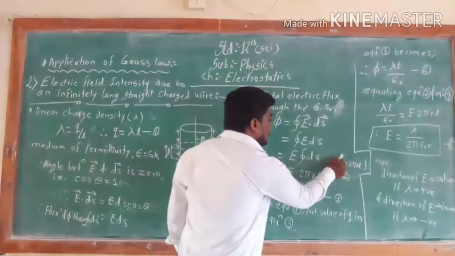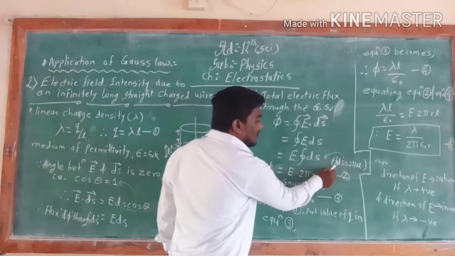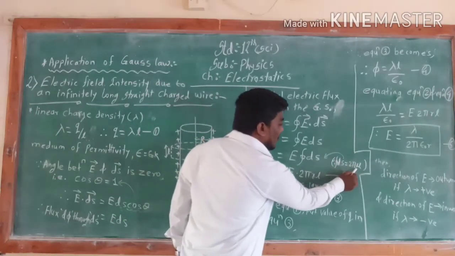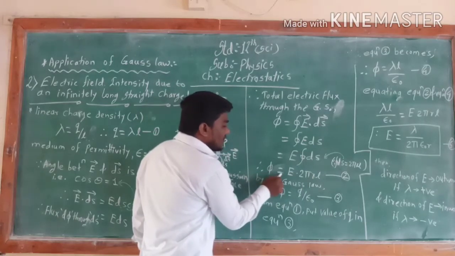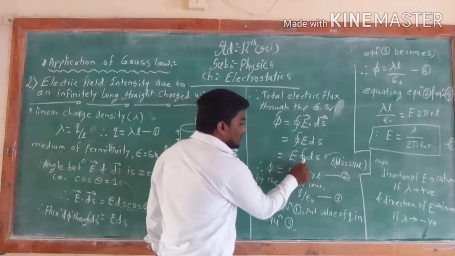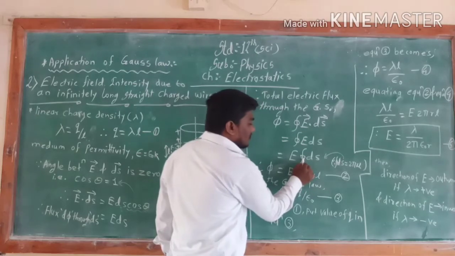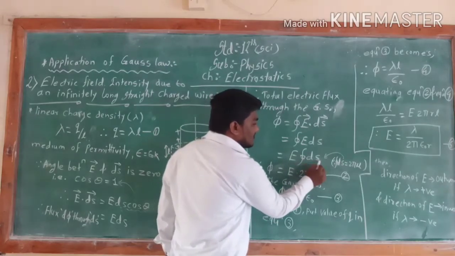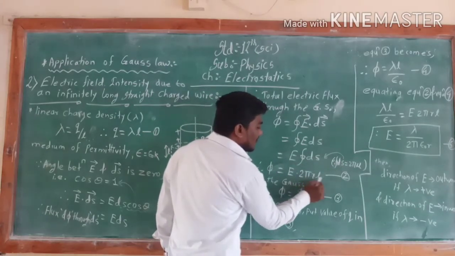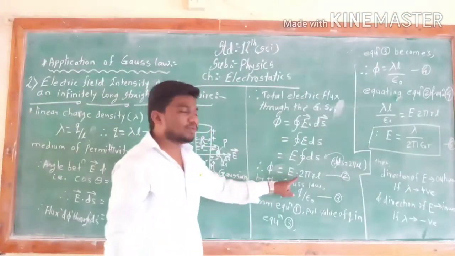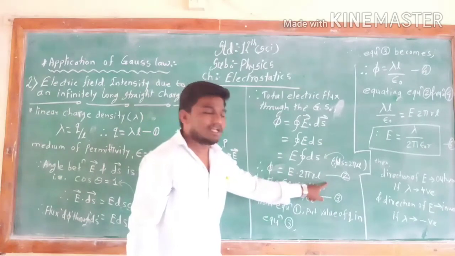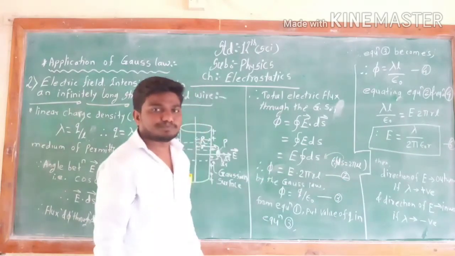Therefore, the value of the integration of ds is 2 pi r L, and we put this in the equation. Therefore, we can write phi is equal to E times the integration over the closed surface of ds, which is given by 2 pi r L. Therefore, we get the equation phi is equal to E 2 pi r L, equation number 2.